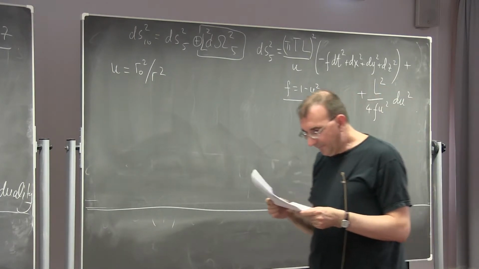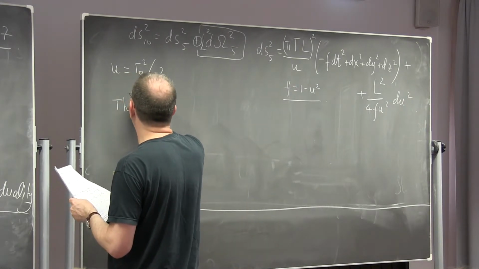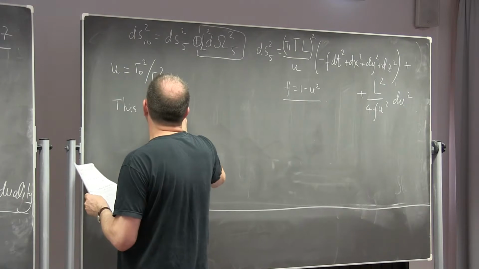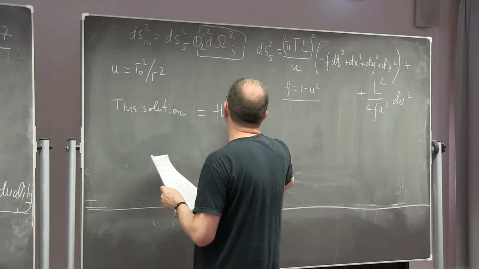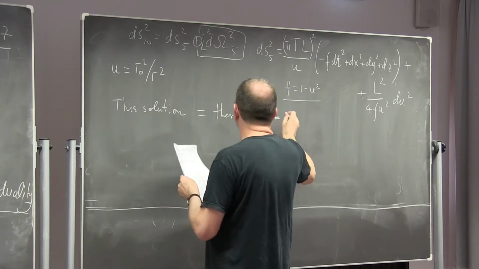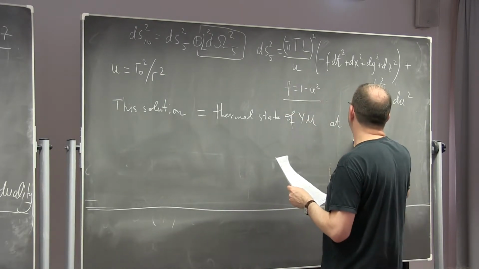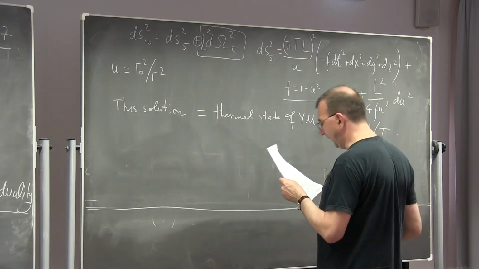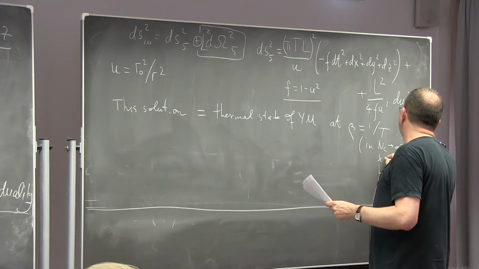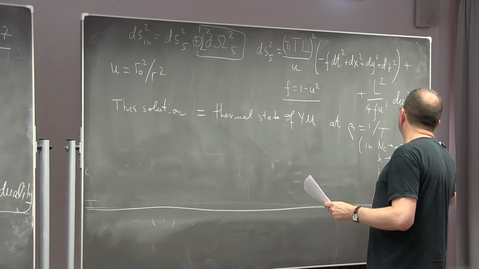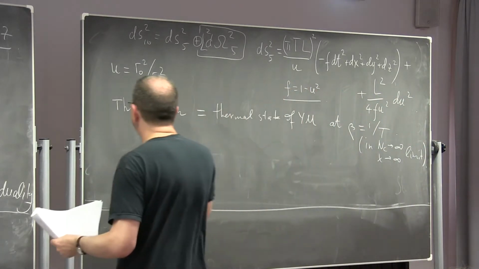And this solution of the low energy equations of motion is the thermal state of our Yang-Mills quantum field theory at some temperature T, in the limit, of course, of N_c going to infinity, lambda going to infinity. All right. Okay, so this state has an entropy.